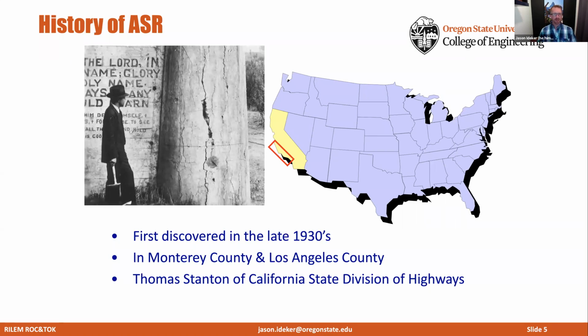So a little bit about ASR. This was first discovered in the late 1930s by Thomas Stanton, who worked at the California State Division of Highways. We now call that Caltrans, or the California Transportation Department. And this was discovered in Monterey County and in Los Angeles County. And you can see a nice image of Thomas Stanton there standing next to a concrete column affected by ASR.